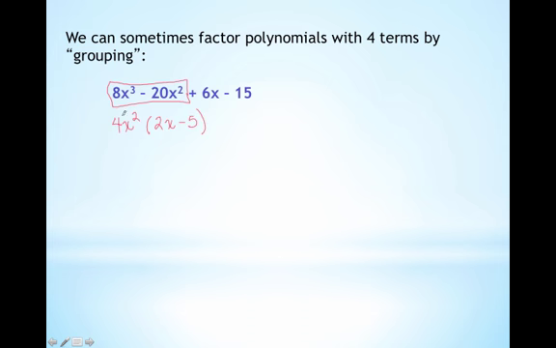Okay, so just to go back and prove this, 4x squared times 2x would give me my 8x cubed minus 20x squared. All right, and let's do that with my 6x minus 15. I've got a 3 that's common to both of these, and that would leave me with 2x minus 5. I've got a 2x minus 5 and a 2x minus 5. So I do have something that is factorable in this polynomial.